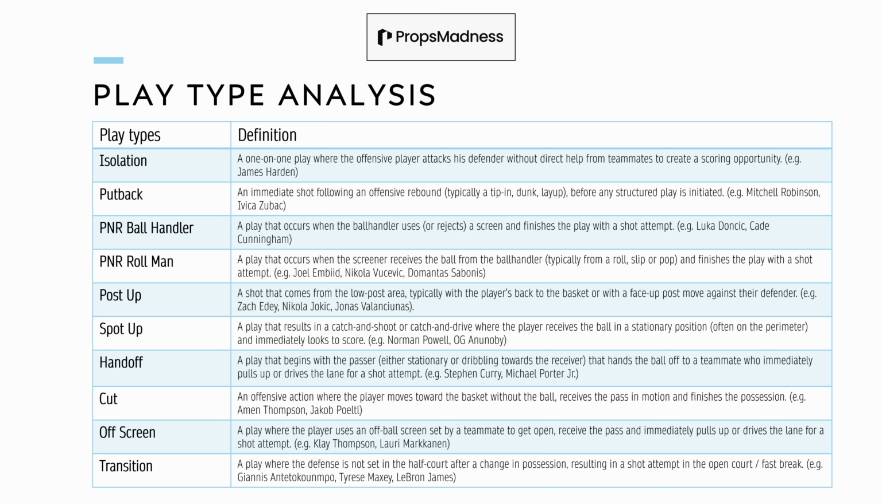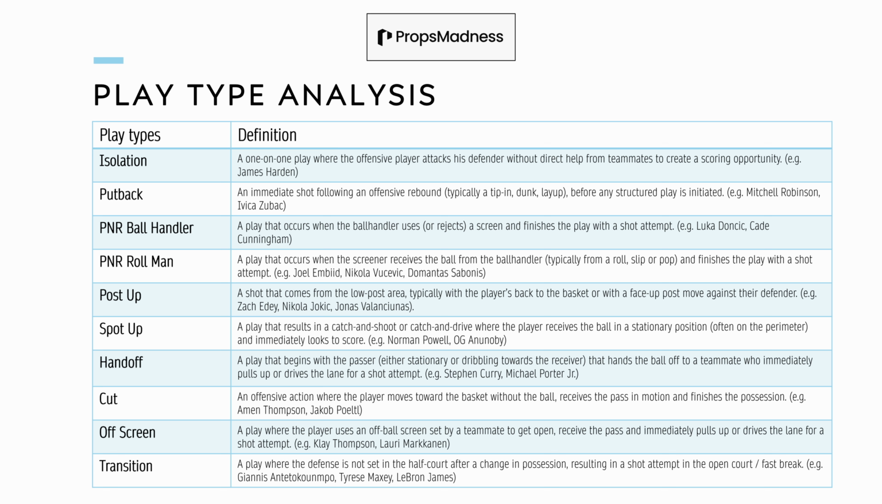You also have pick and roll ball handler. So a play that occurs when the ball handler uses or even rejects a screen and finishes the play with a shot attempt. Guys like Luka Doncic, Cade Cunningham, Shai Gilgeous-Alexander, they all are high frequency ball handlers in pick and roll situations. And they'll either use the pick to free themselves up for a shot or a drive to the rim, or sometimes, as I mentioned, they'll even reject the screen and step back away from that and take a jump shot. So all these different actions within the play are accounted for within the pick and roll ball handler.